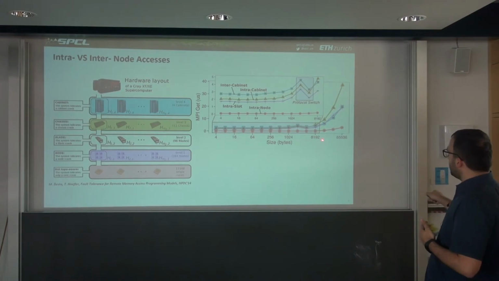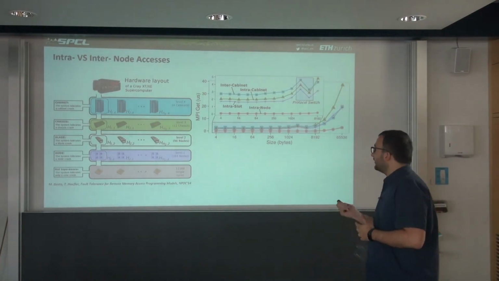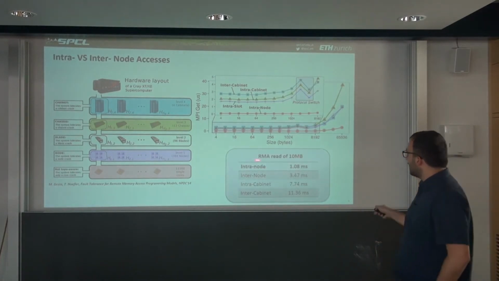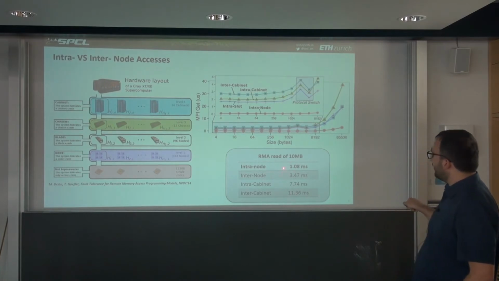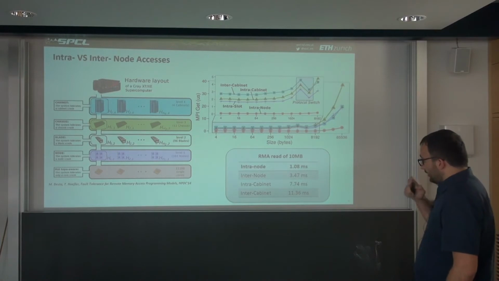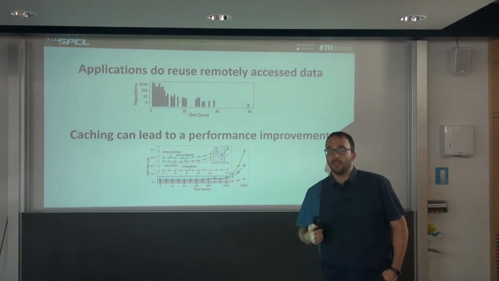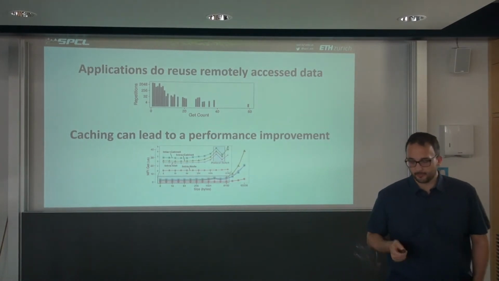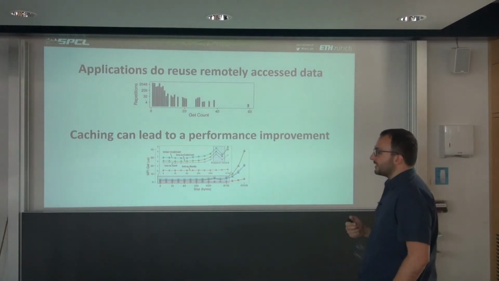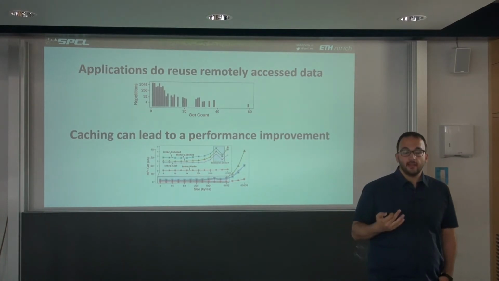Here we are showing this data up to 64 kilobytes, but actually this trend keeps going also with larger data, like 10 megabytes. We can still see that there is a 10x difference between the intranode and inter-cabinet access. So the second observation is that, yes, if we cache this data, we can actually gain something in terms of performance. And driven by those observations, we started thinking, okay, how can we design this RMA caching system?